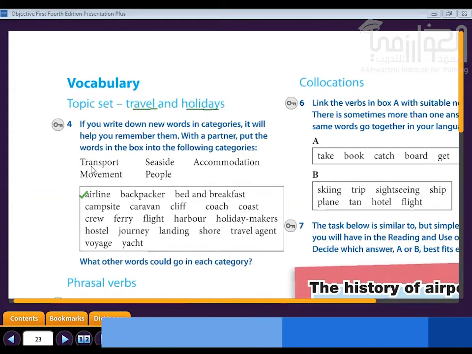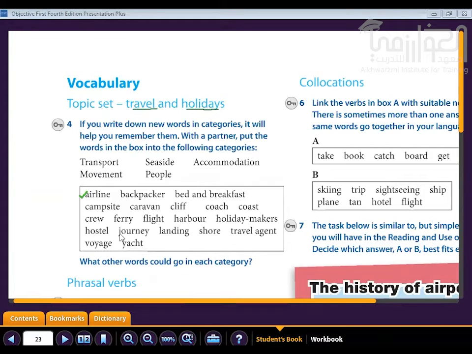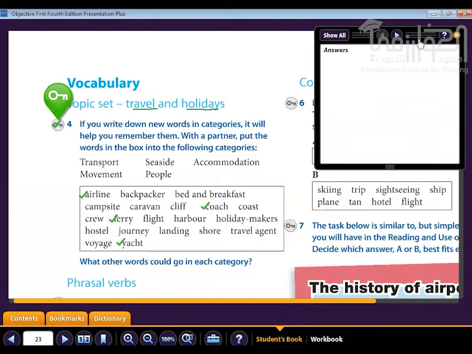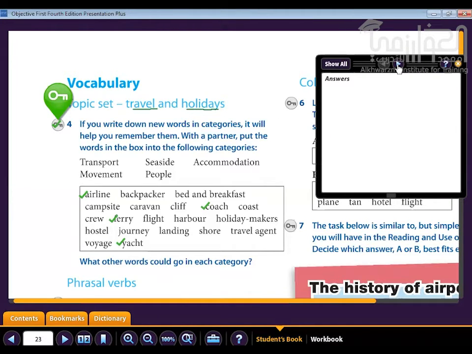For transport, we have airline, and then we can also have yacht, and then we have the coach, and also ferry. So these belong to transport. So we can see the answers here. For the transport, we have the yacht, coach, ferry, and airline.